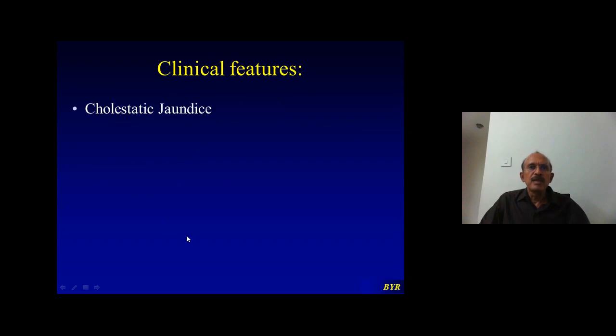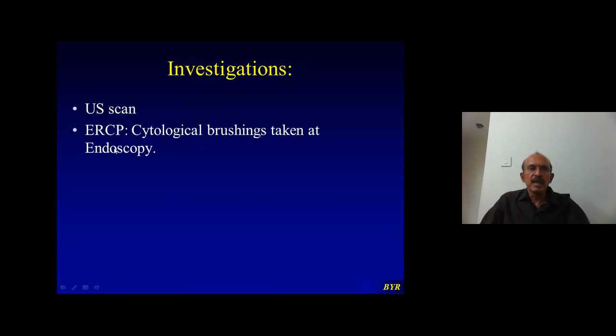Clinical features: cold steady jaundice and jaundice with tumor. That means there will be progressive, painless, persistent jaundice. Investigation: ultrasound scan, ERCP. During ERCP, you can do cytological brushings taken from the bile duct during endoscopy. If ERCP is not possible, you can go ahead with PTC.